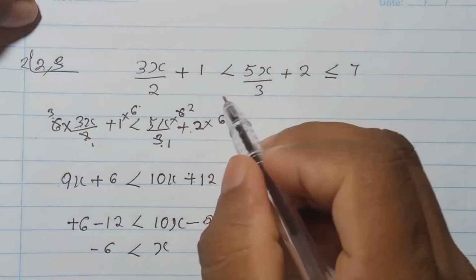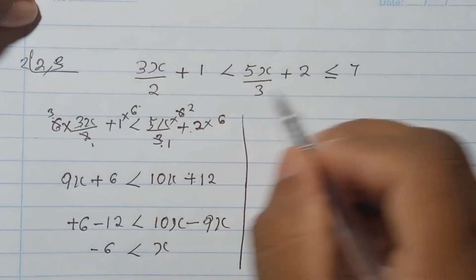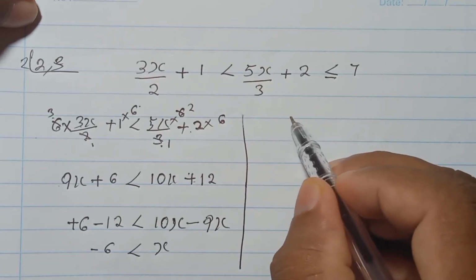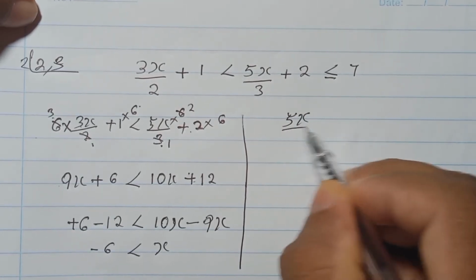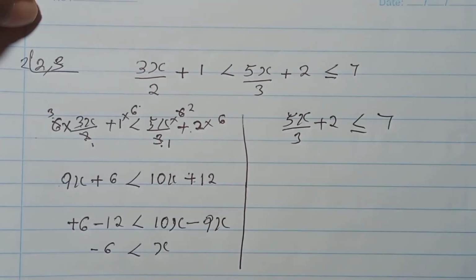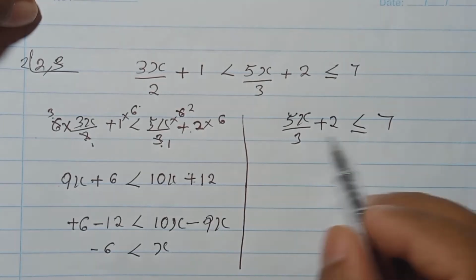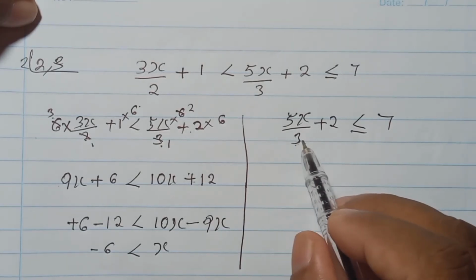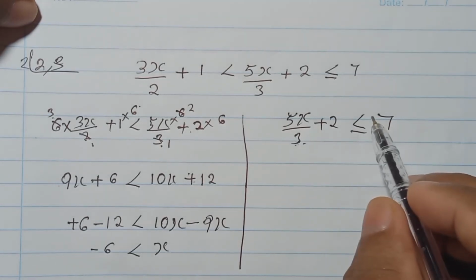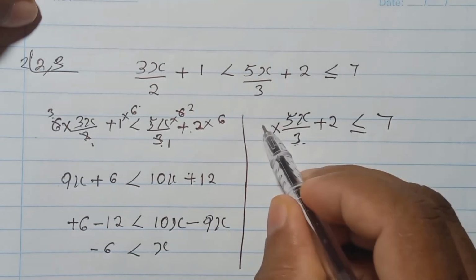What do we do? Get the middle term again, this one, and the right side one. That means 7, this one. So I will do that also. 5x over 3 plus 2 and 7. Now by what do I need to multiply here? Here you have no two denominators, only here 3. So that's why multiply all the terms by 3. It's easy. Here multiply by 3.